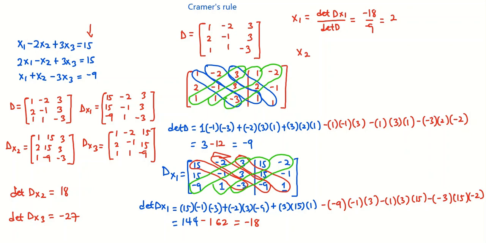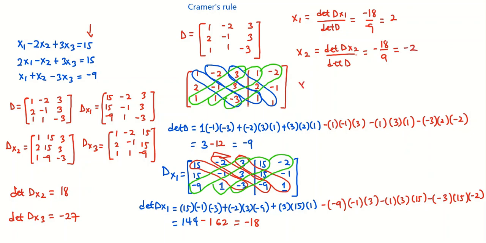So for x2 also, you're going to have the determinant of dx2 over the determinant of d, right? So we know that the determinant of dx2 will be 18, and then the determinant of d is what? Minus 9, right? So we're going to get 18 divided by minus 9. That gives us what? Minus 2, which means that x2 is equal to minus 2.